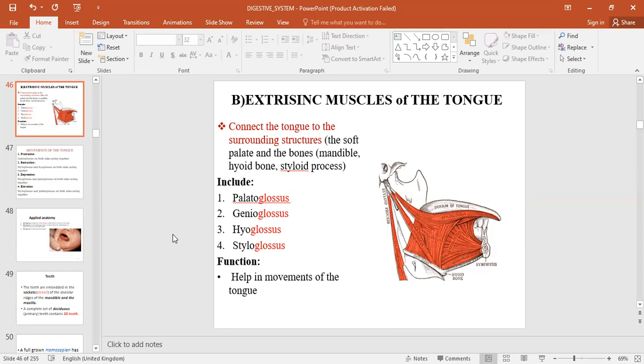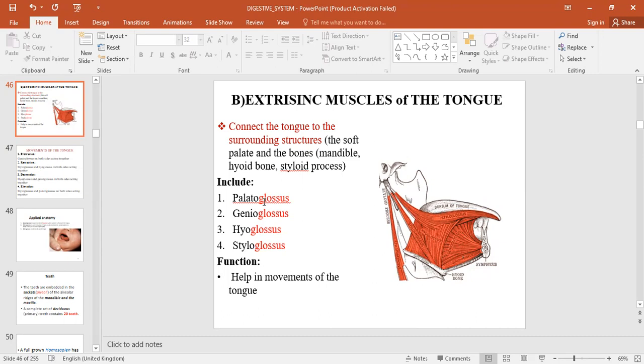So they are given two names. One name signifies where the muscle is coming from. So the first part of the name tells us where the muscle is coming from. The last part tells us where the muscle is going. So you see that all these muscles have glossus. Glossus means tongue. Whenever you hear gloss or whatever, that is to do with the tongue.